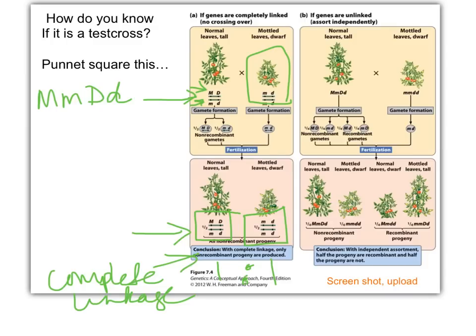Great. If they assort independently, they're on a different chromosome, or they're very, very far apart on the same chromosome, we get our 1 to 1 to 1 to 1.